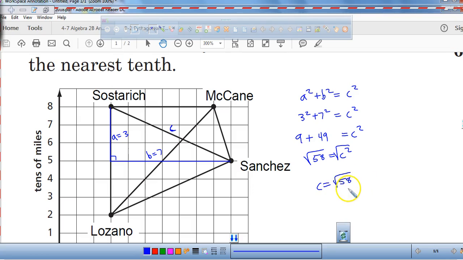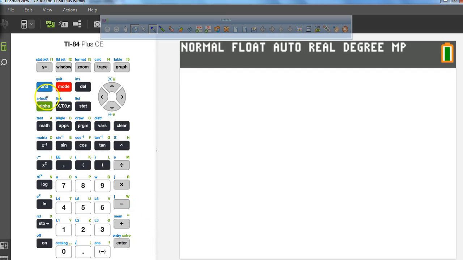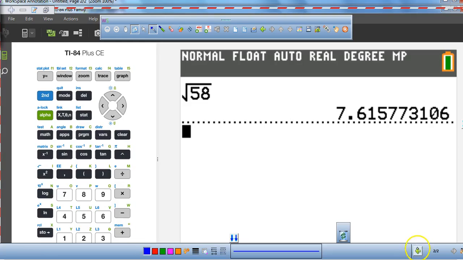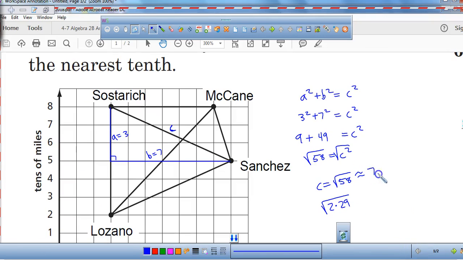Now, that can't be simplified as a radical because the only factors of 58 are 2 and 29, and both of those are prime numbers. So you can't break those down, so we're just going to get an approximate value. We're going to take the square root of 58, and that'll give us the approximate value of 7.6. So we say that's approximately equal to 7.6.